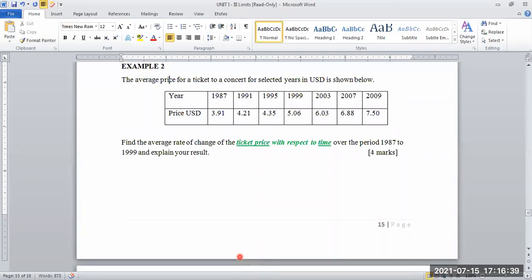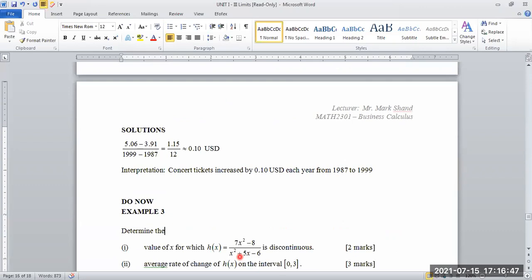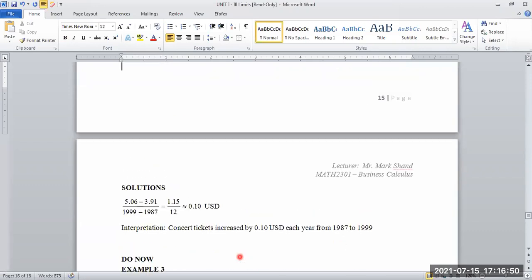But when you're doing the average rate of change, you can say that it works out to be every year this ticket price goes up by 10 cents from 1987 to 1999. And that's how you do it. Of course, you move into, as a brand manager for a manufacturing industry in Jamaica, say for example, Lasco, and Lasco has their increase in price. You can say, okay, our prices increased from this to that over this period of time.